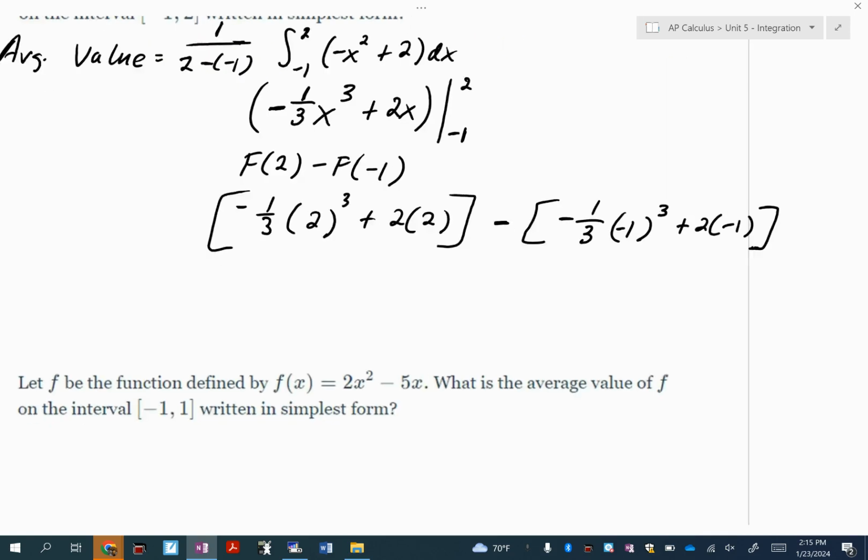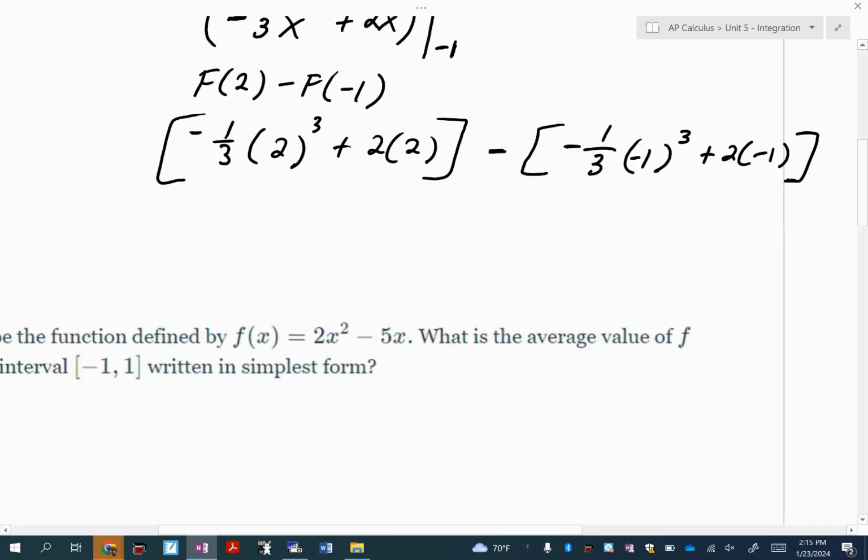Okay, what's 2 cubed? 8. So -8/3 plus, what's 2 times 2? 4. So all of that minus -1 cubed is a -1 times a negative, which gives you +1/3, plus 2 times -1 is -2. Gosh, I love adding fractions.